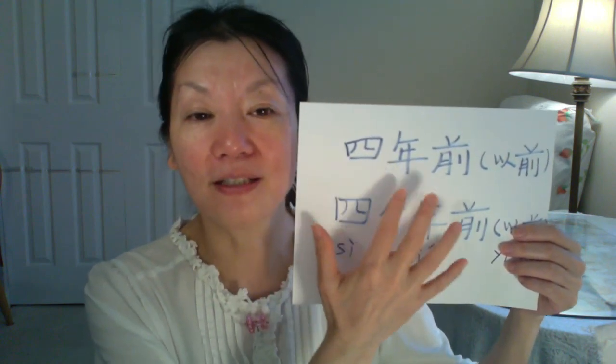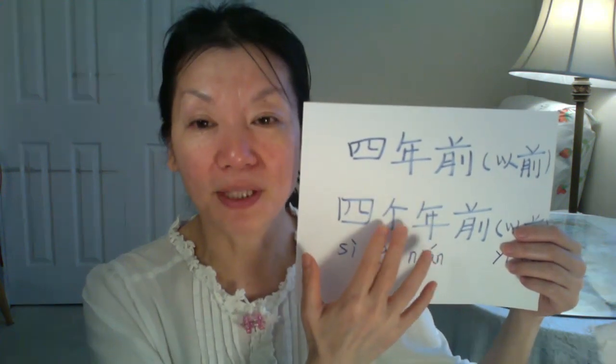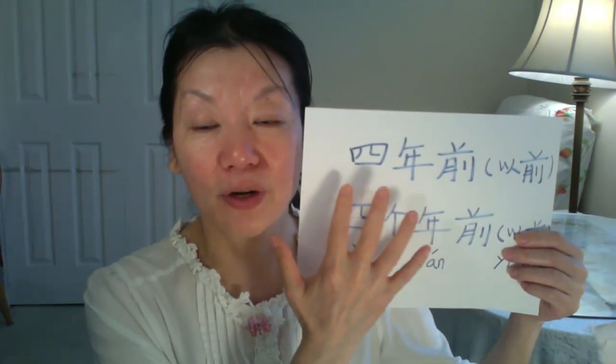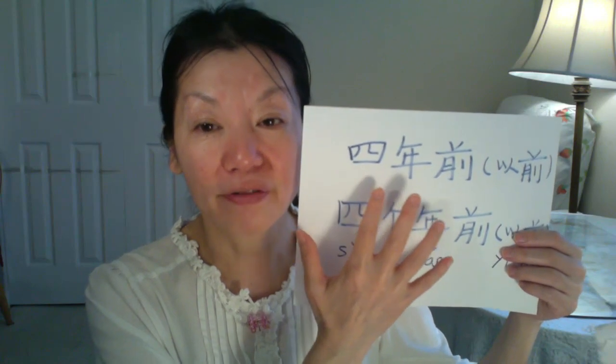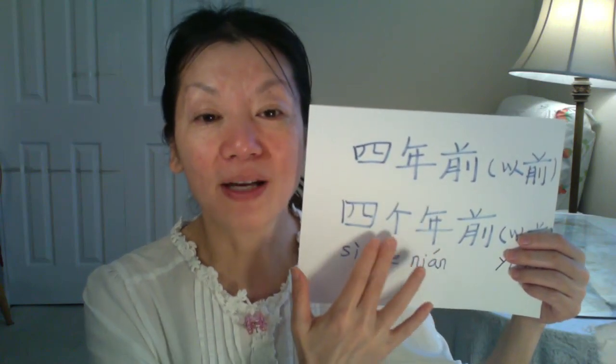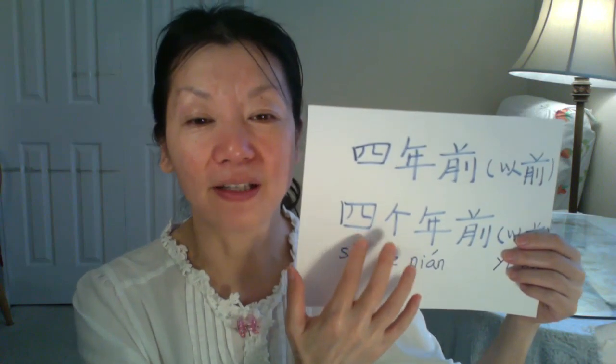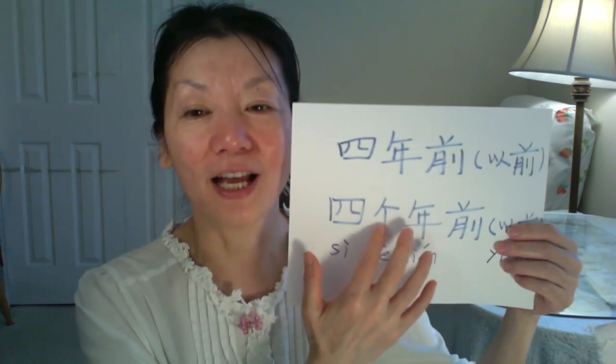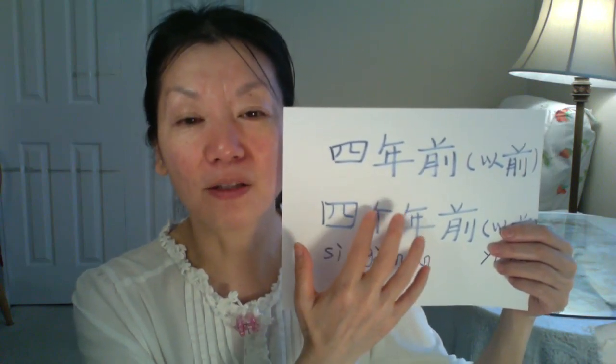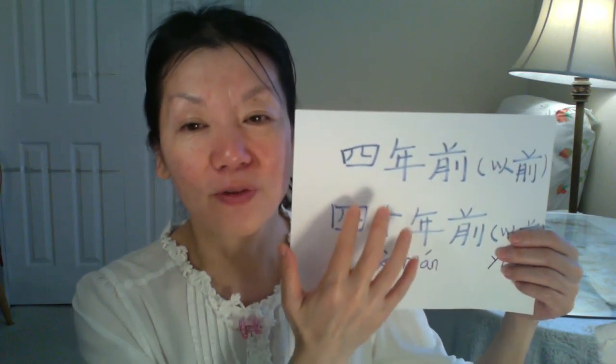We say 4年以前, because we drop this one, we really understand it, 4 years ago. We don't use the 个. It's not common, nobody says that. We like to say, you don't need to be specific, 4个年以前, you can drop it. Because when we say 4年, we don't get confused.